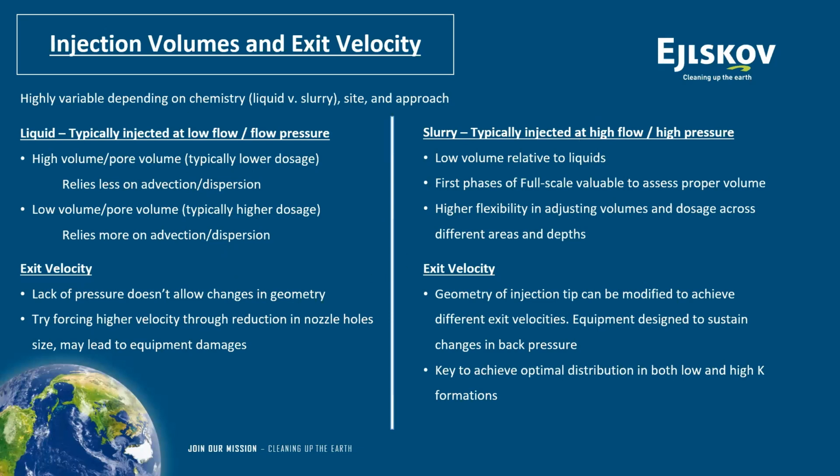And as I mentioned, that last bullet is really the key to getting distribution in, say, finer grain and coarse grain, is really being able to manipulate that exit velocity, and come out to the site with options, especially in your pilot testing phase, where you have multiple injection tips with different port sizes, different numbers of ports, and different diameters, so that you can play with that exit velocity to see what's going to be optimal for your site.